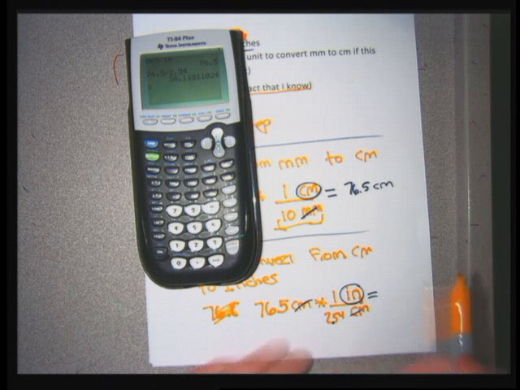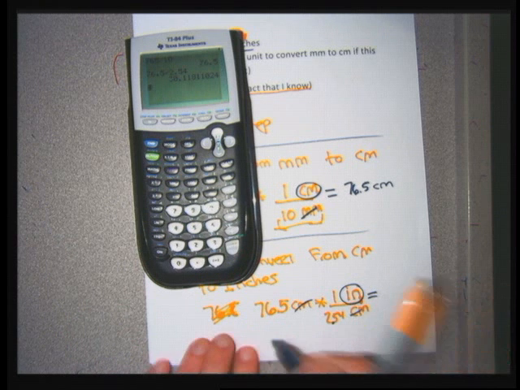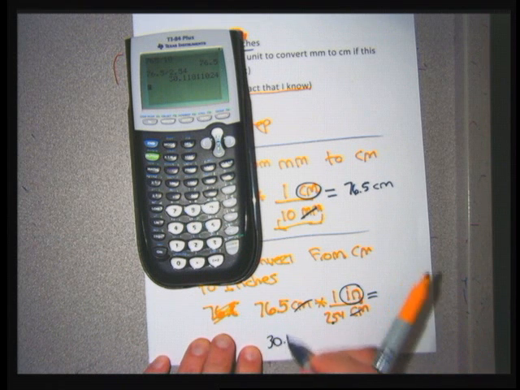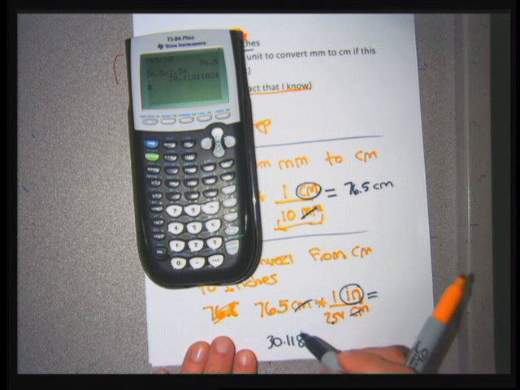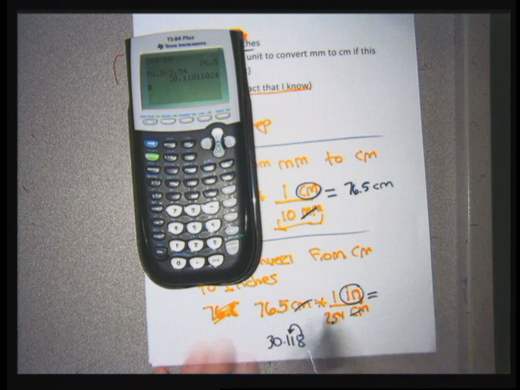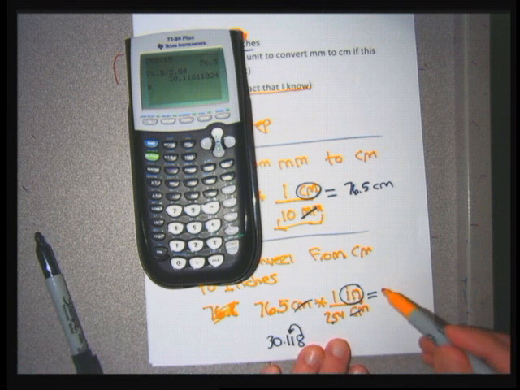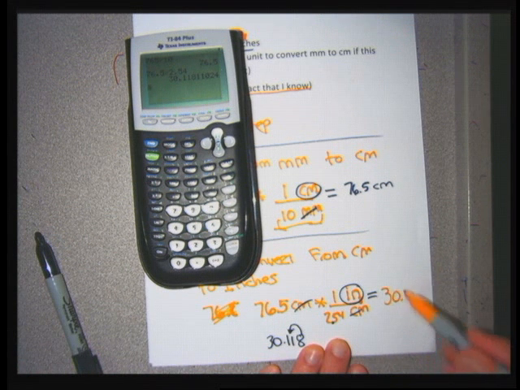And again, I'm going to round. My calculator gives me 30.118, and I'm rounding to 2 decimals again. The 8 in the third decimal position is going to tell me to round that 1 up to a 2. So I'm going to write 30.12, and the units are going to be inches.